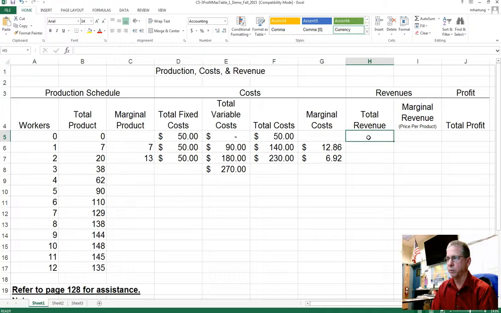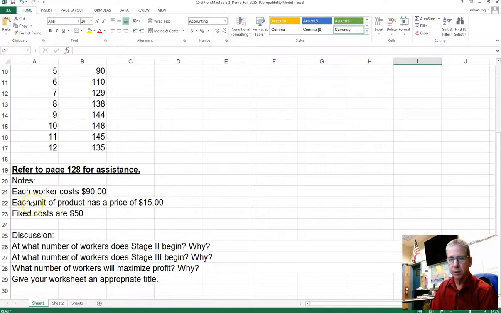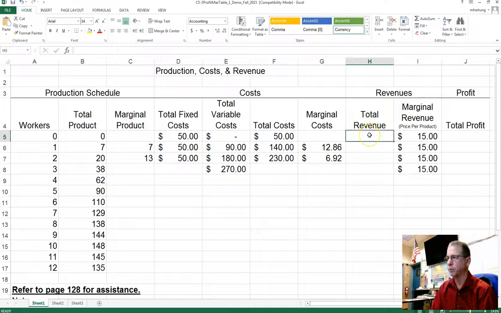Total revenue. Well, to calculate total revenue, we need to find out what we're selling. So we need to find that marginal revenue, and you recall, and I put it in parentheses here for you from that video, price per product. So we need to look at our notes and find out what our price per product is. Each unit of product has a price of $15. So we're going to put that 15 in here, and so you go ahead and put that in for each row. Now we can calculate total revenue.